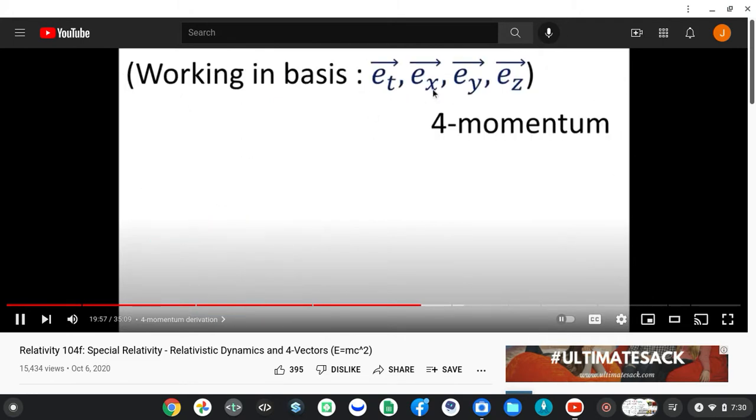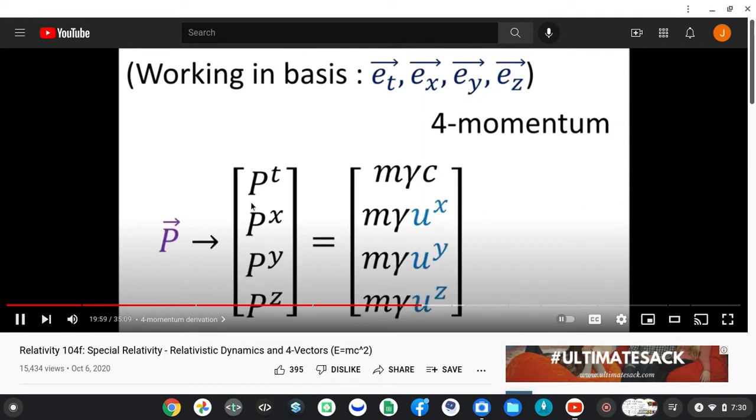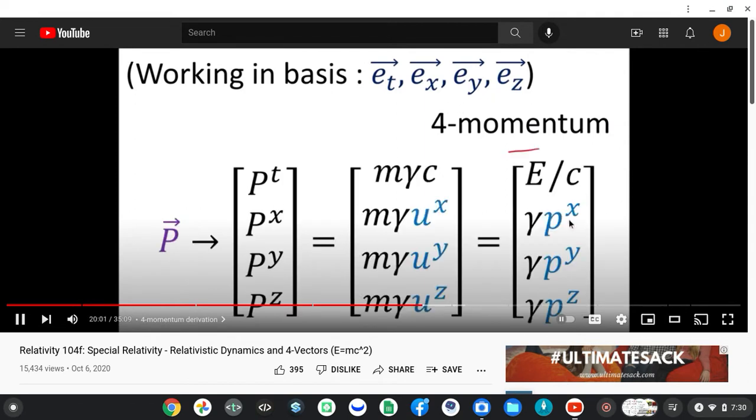So we now know the formulas for the 4 components of the 4 momentum vector. The time component equals energy divided by the speed of light. And the space components are the Newtonian 3 momentum, mass times velocity, times the gamma factor. This is where we got this.